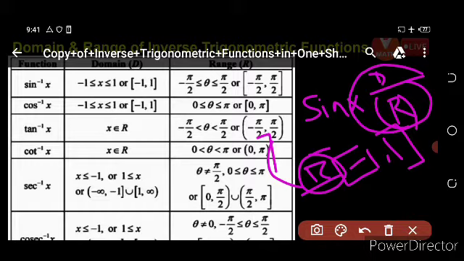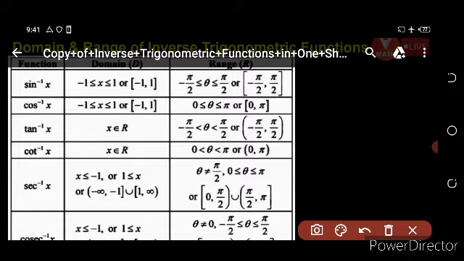Within closed bracket. Similarly for cos inverse x, the domain is -1 to 1 closed bracket, and the range is 0 to pi closed bracket. Then similarly tan inverse x, we know the graph of tan inverse x is of this type. The graph of tan inverse x is like this.